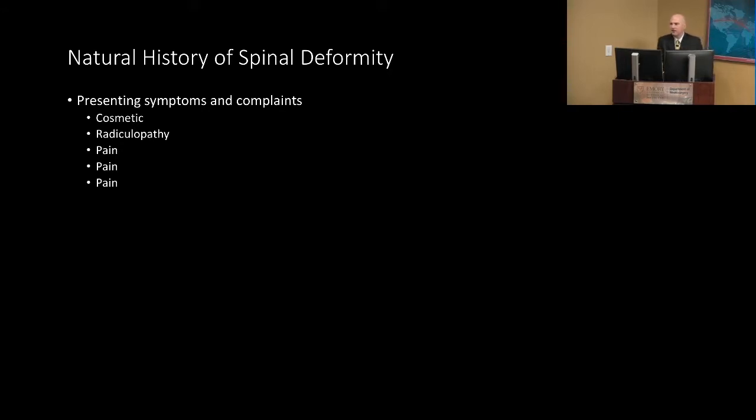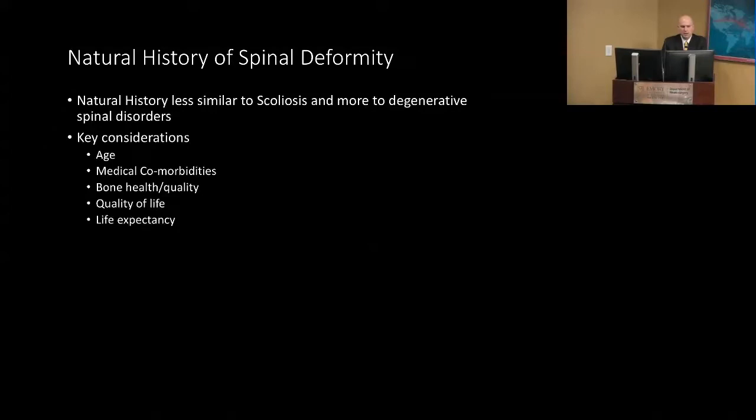In adult spinal deformity, the presenting symptoms and complaints are quite different than adolescents. Some may come in complaining of cosmetic issues, although that's generally not the biggest issue. Some come in with radiculopathy, but the 3 most common complaints are pain, pain, and pain, specifically back pain. The natural history of adult spinal deformity is less similar to scoliosis and really much more similar to degenerative spinal disorders, which I think has been part of the difficulty in encapsulating and classifying the correct treatment for early adult spinal deformity. Key considerations are age of the patient.